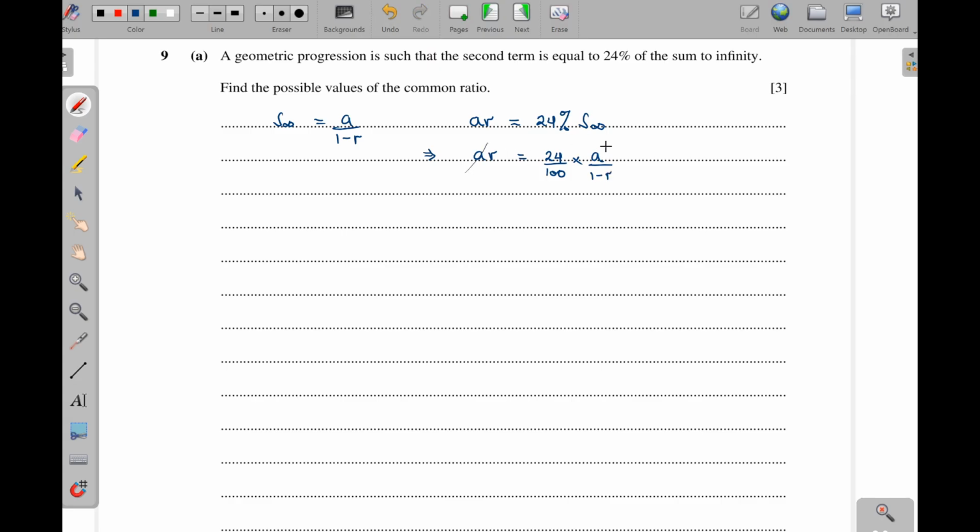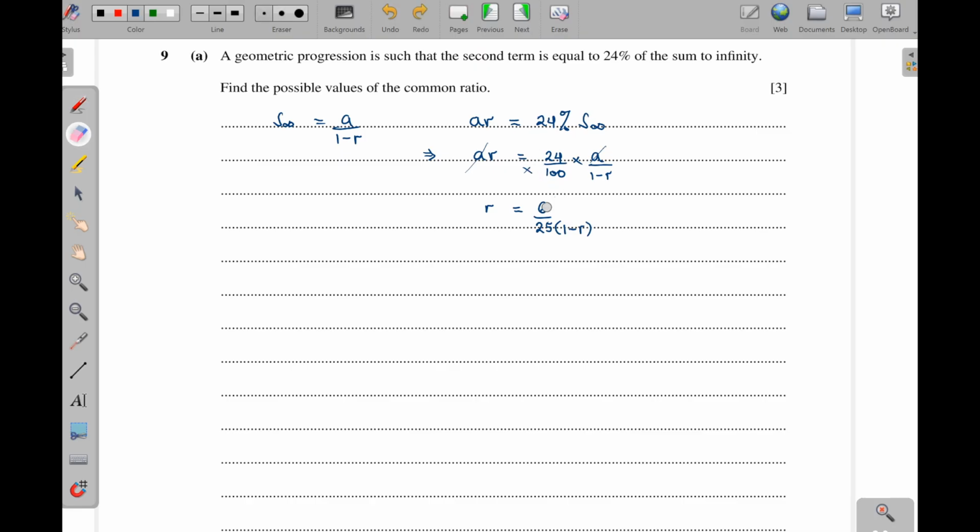Then this A automatically will cancel with that. Then if we cross multiply, we shall get 100R. Okay. In fact, I can simplify this one first. So we have R, which is equal to, by 4, you get a 6, then over 25. Not so? Of 1 minus what? R.